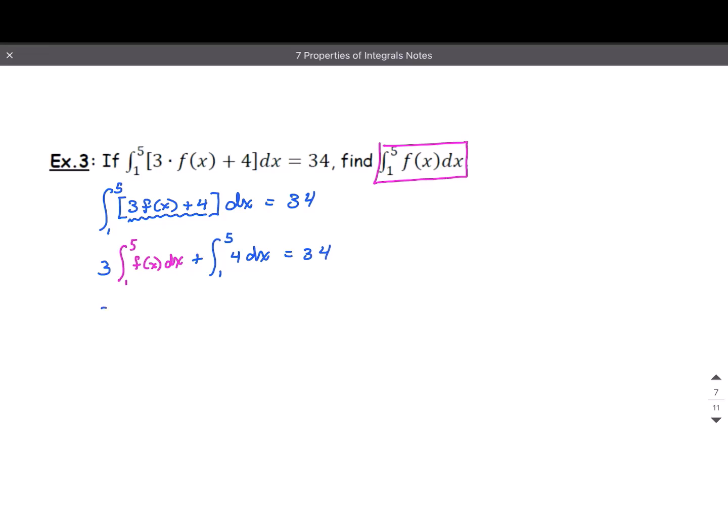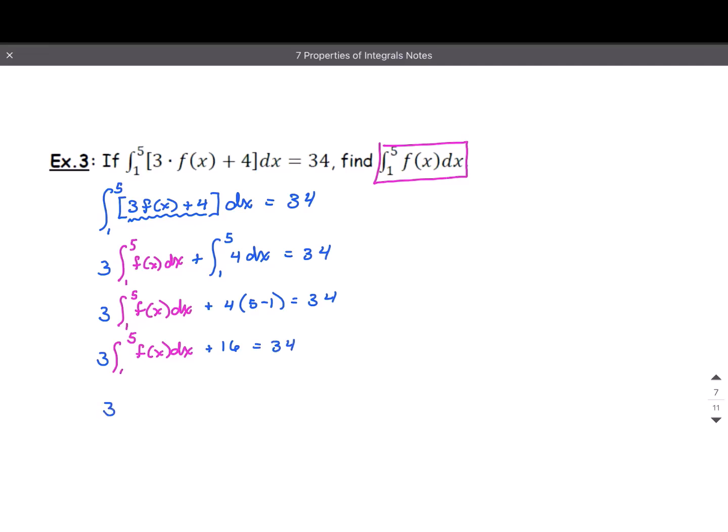Now we have the 3. Do we know what the integral from 1 to 5 of f of x dx is? No, that's actually what I'm looking for. So we're going to be solving for this pink integral. But I do know that the integral from 1 to 5 of 4 dx is 4 times 5 minus 1, and this is all going to be 34. So now I have 3 times our integral. Now 5 minus 1 is 4, and 4 times 4 is 16, and that equals 34.